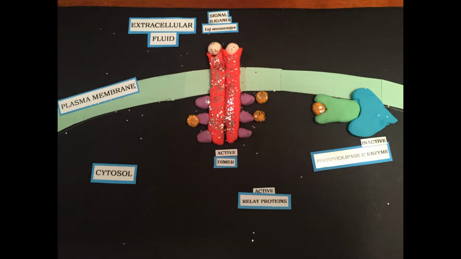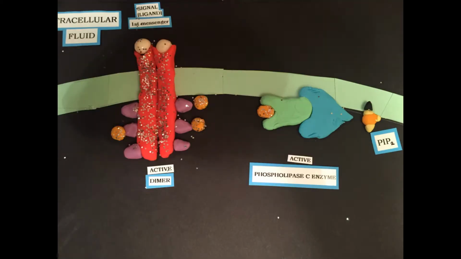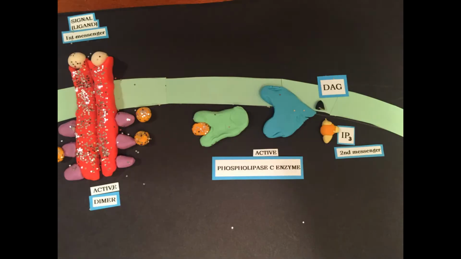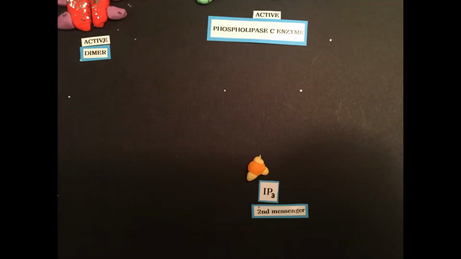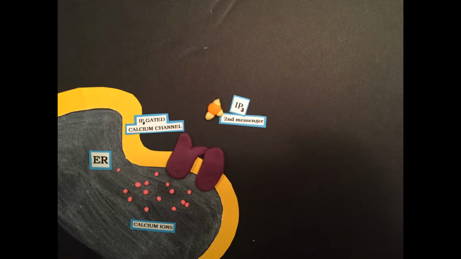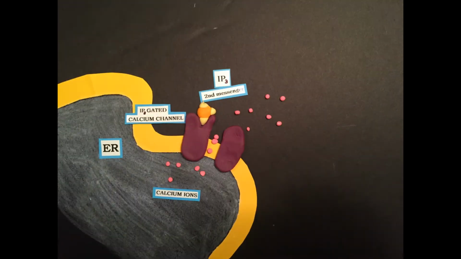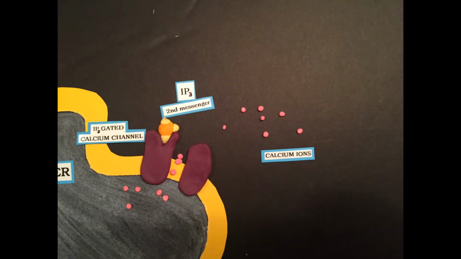In this case, one of the relay proteins will bind to phospholipase C. The result is the same cleavage of PIP2 and IP3 activating a calcium ion channel on the ER membrane. Calcium ions are then released into the cytosol, the same response as in the G protein pathway.